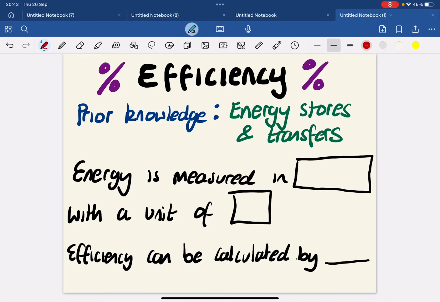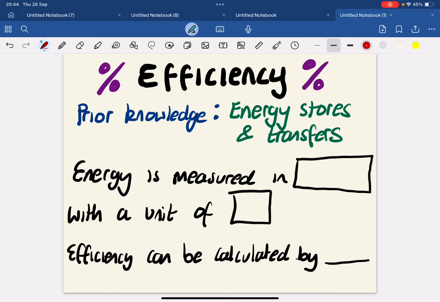In this video, we're going to look at calculating efficiency. This is incredibly important when it comes to energy transfers. So the important prior knowledge to understand this really is about energy stores and transfers. Remember, there are 8 energy stores and 4 pathways. I recommend, if you can't remember these at the minute, pause this video and refresh your memory.